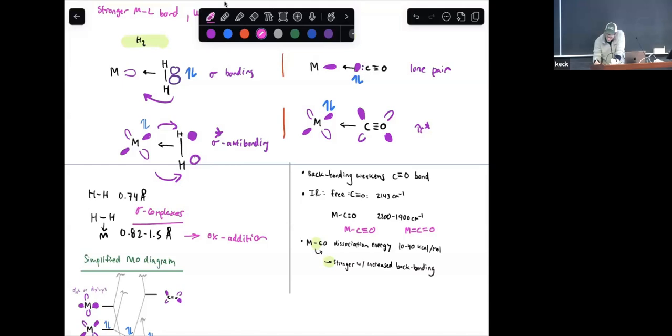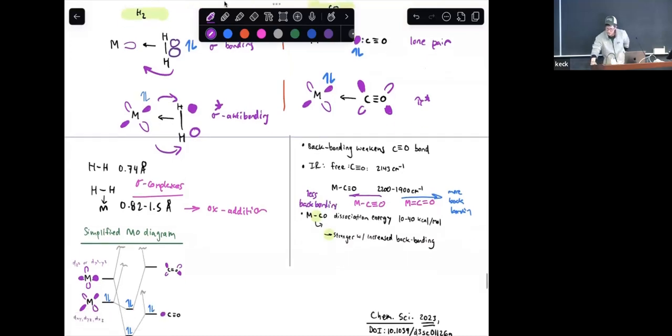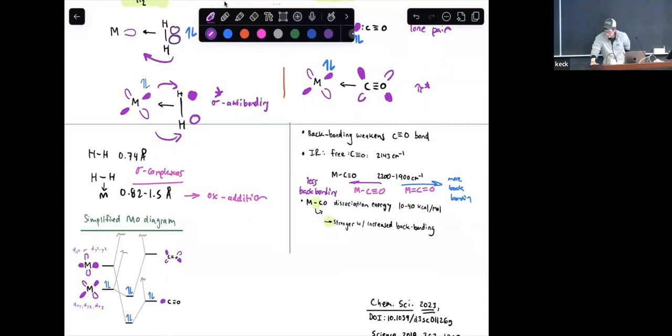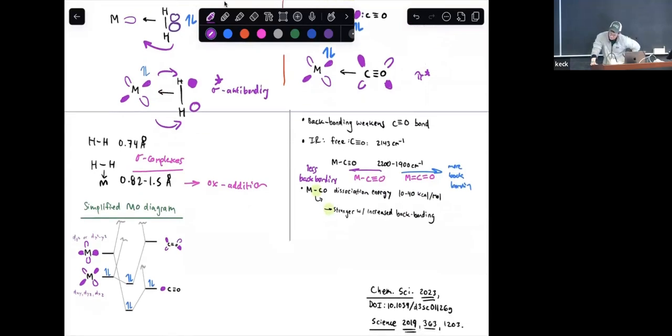So as you go in this direction, more and more back bonding. You start to push like 1900 wave numbers in terms of IR as you go this way. It just looks almost like free CO. And that's the crux of why CO is a useful ligand in terms of understanding the electronic properties of the metal.